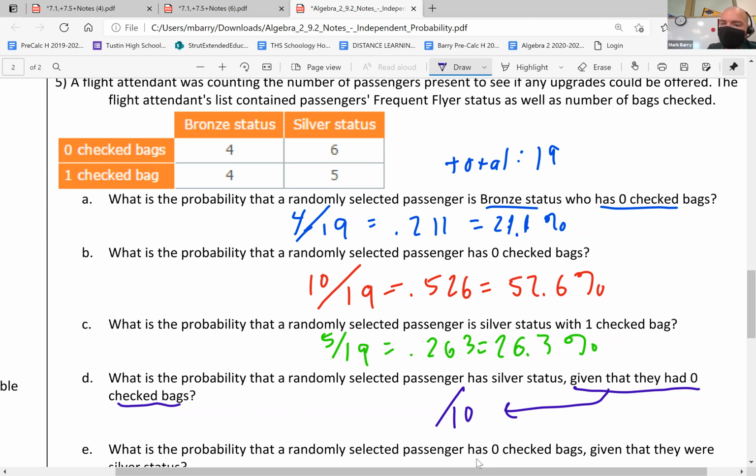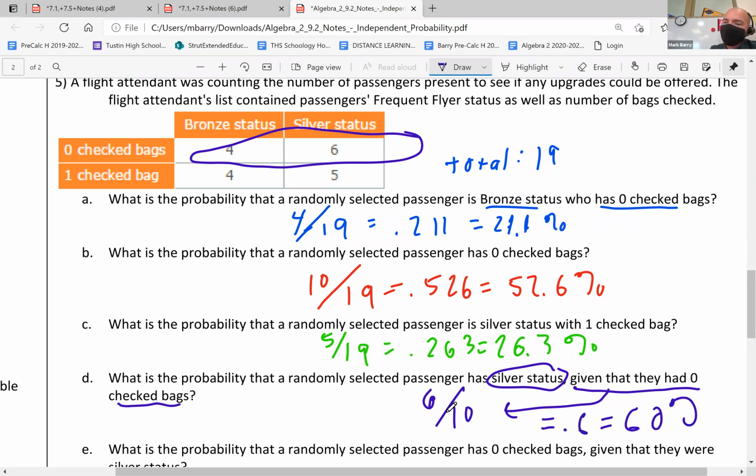Then, now we're gonna look at the silver status. But when I look at silver status, it's not everybody in the table. It is only out of these 10, out of the people who had 0 checked bags. That's why I like to do the denominator first, because that's like restricting everyone I'm looking at. So I'm just looking at these 10 people up here, okay? Out of those 10 people, how many were silver status? 6. So 6 out of 10 would be 0.6 or 60%.